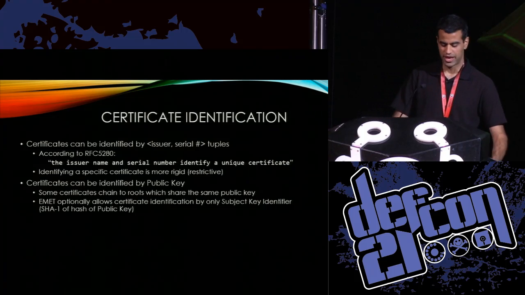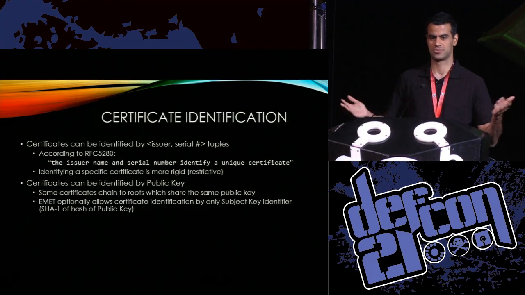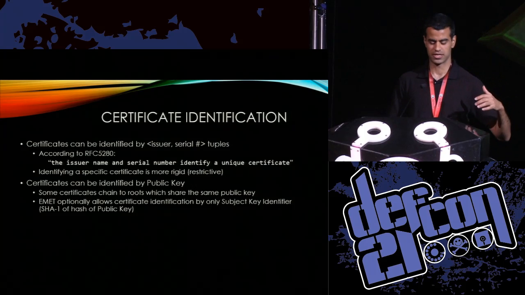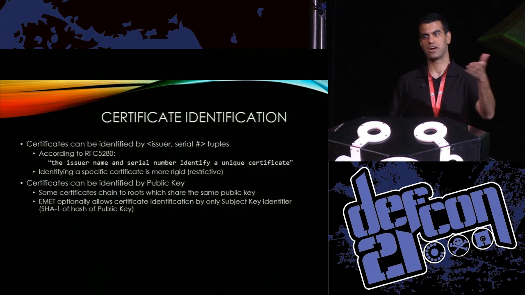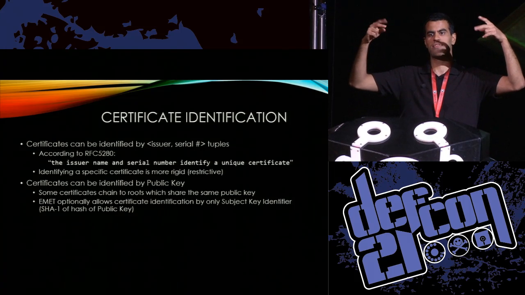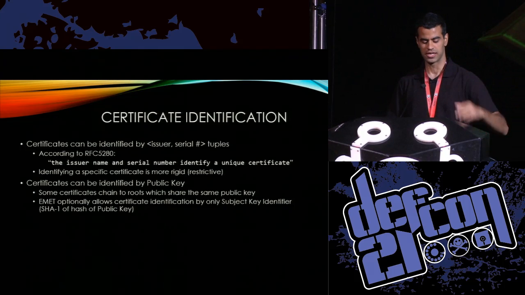As the RFC for X509, which is RFC 5280, says, the issuer name and serial number identify a unique certificate. It's pretty blatant and obvious. But that's really rigid, because it is a valid case that two root certificates could have the same public-private key pair. So although you would be identifying a unique certificate, you would still have false positives because you are identifying a certificate, not a key.